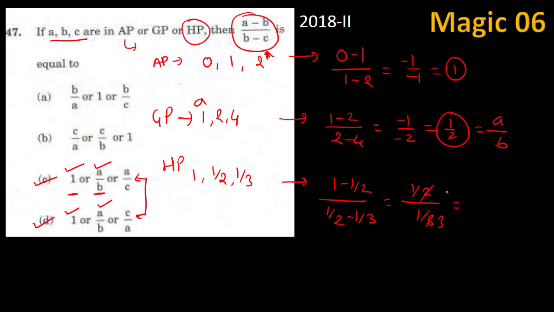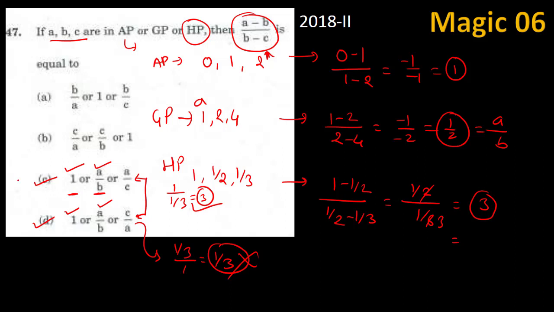So 1 upon 1 by 3 becomes 3. How will you write 3? It is nothing but C. A by C is 1 divided by 1 by 3, which is nothing but 3. But C by A would be 1 by 3 upon 1, which is 1 by 3. We don't want 1 by 3, we want 3. So option C is correct.